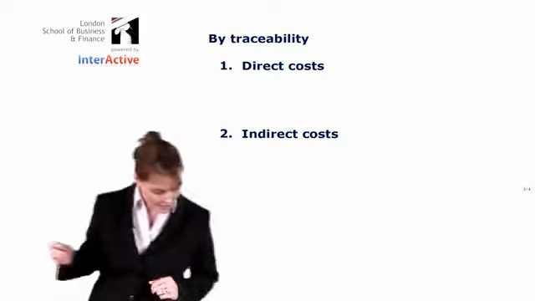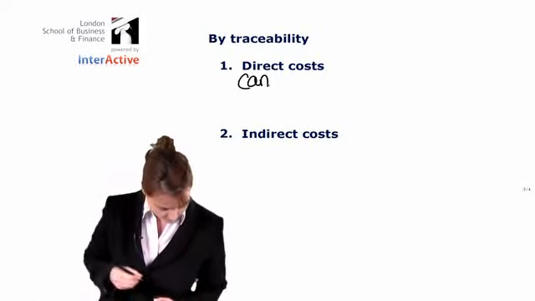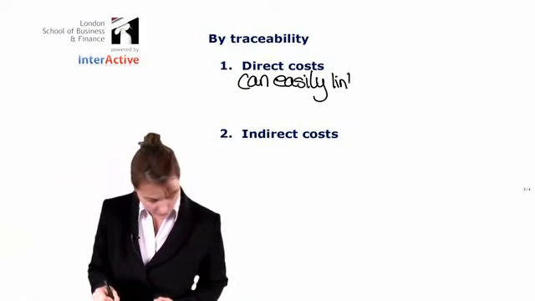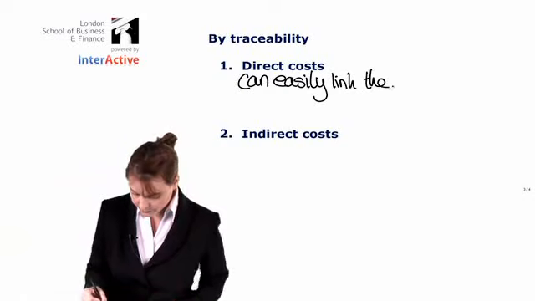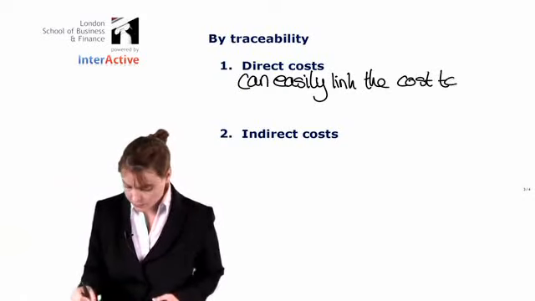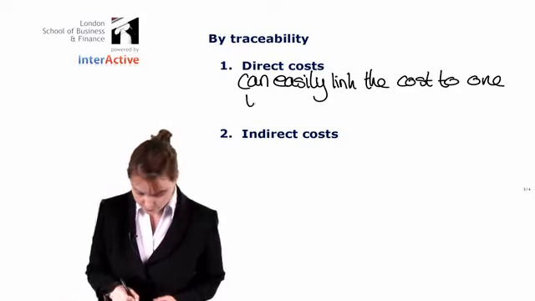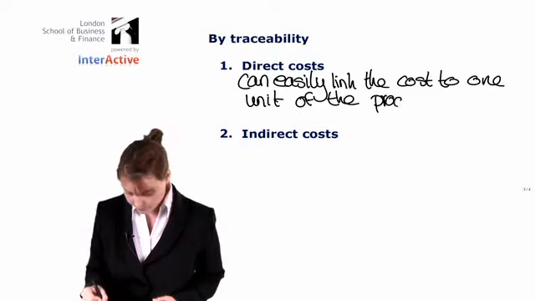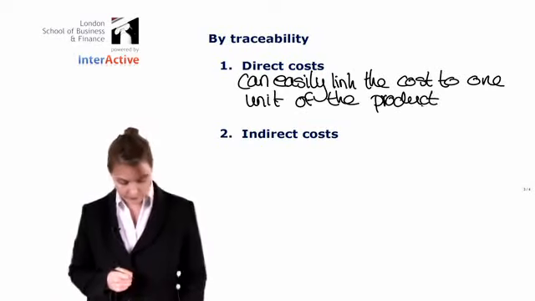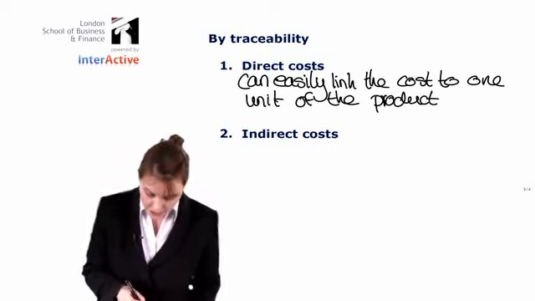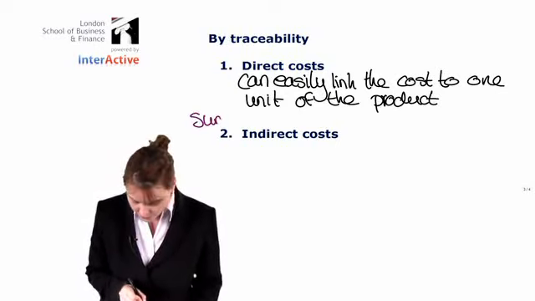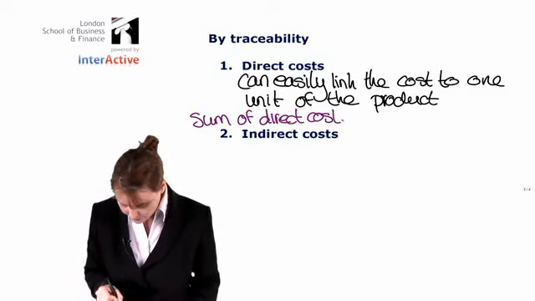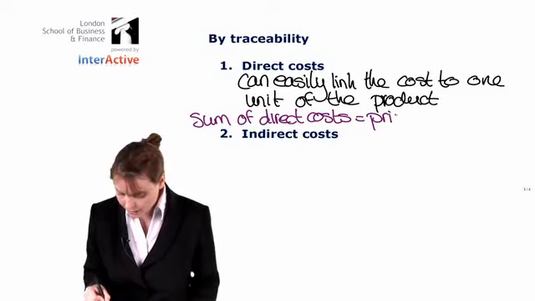So, our direct costs can easily link the cost to 1 unit of the product. Just a bit of terminology. The sum of our direct costs is equal to the prime cost.